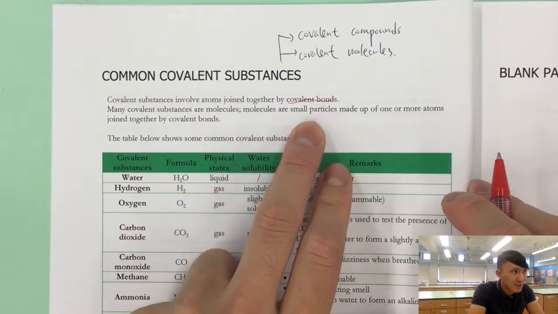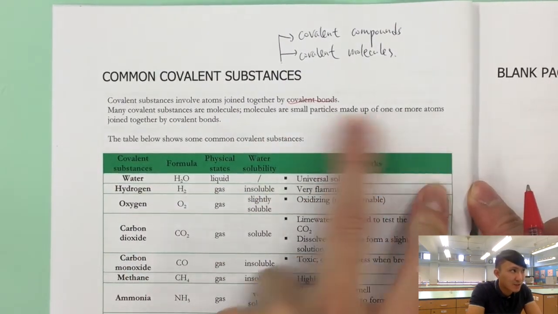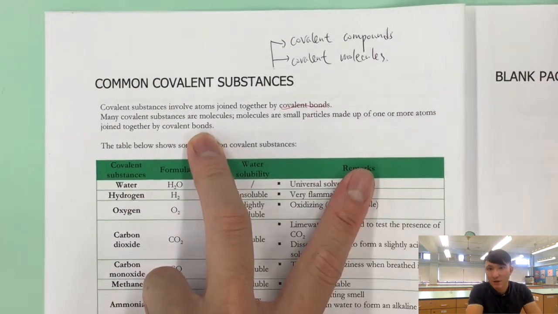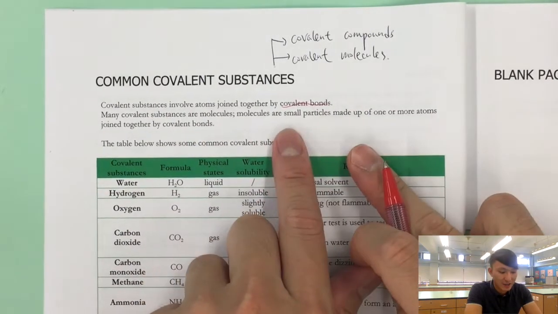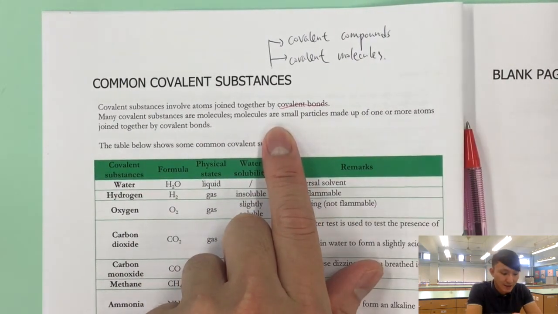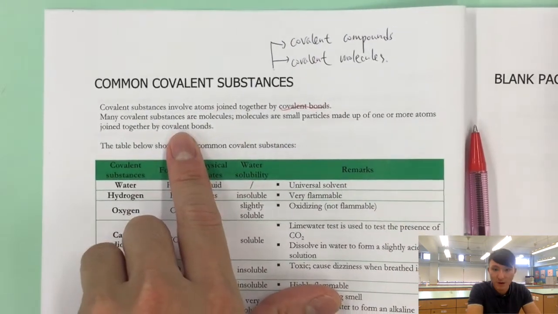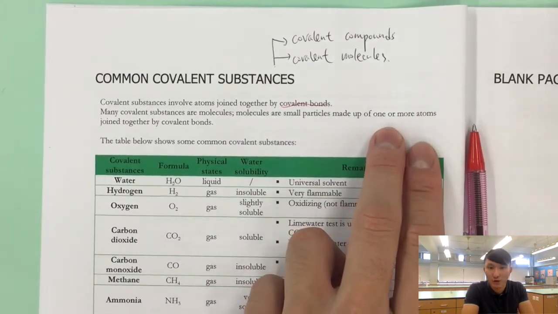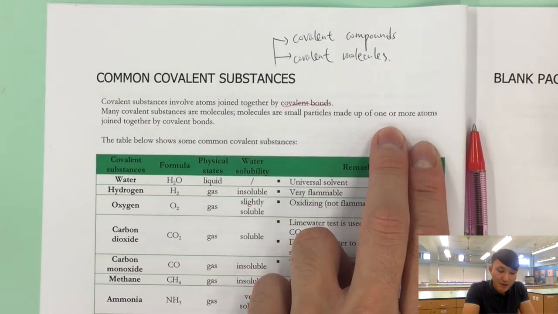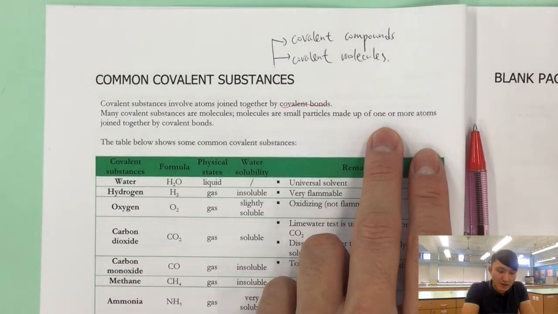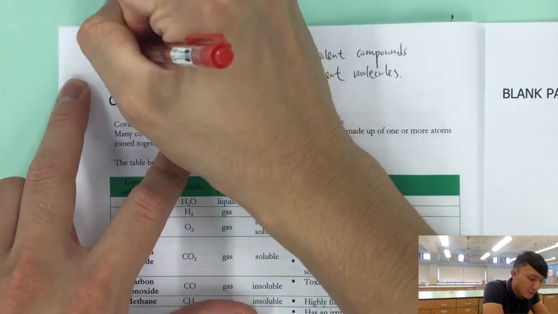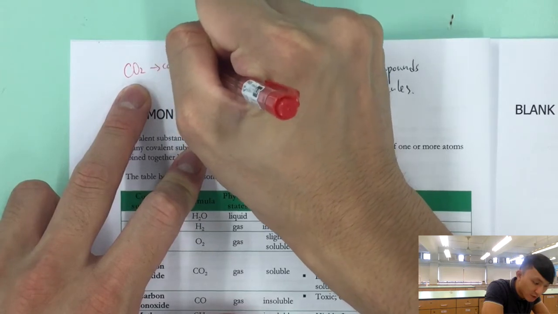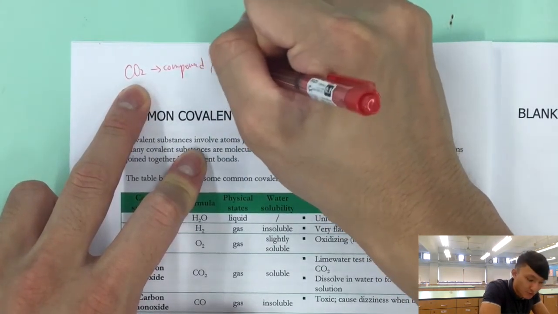So molecules are small particles made up of one or more atoms joined together by covalent bonds. Now remember, covalent compounds are also covalent molecules, because if you look at the definition, molecules basically have one or more atoms joined together by covalent bond. It doesn't entail the fact that it must be two different atoms. Just to give you examples, CO2 is a covalent compound. It is also a molecule.